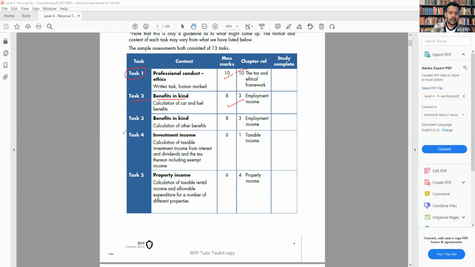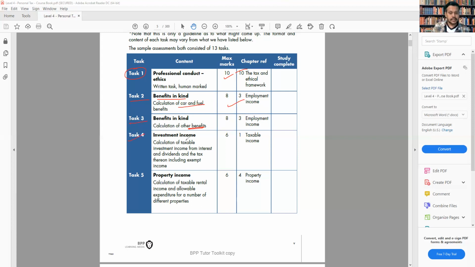Then we have benefit in kind again, the third question, but this time it will be about other benefits. So we have two, one only for the car and one for the other benefits. Car and fuel is very common, it will definitely be in the exam, but the other benefits are all about the loan, furniture, any sort of computer, any other asset. So it could be anything.